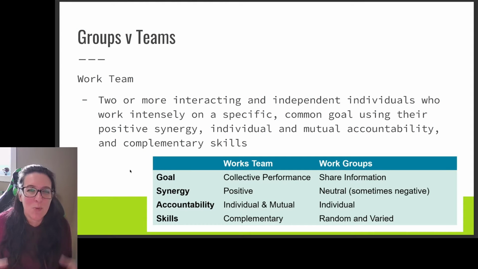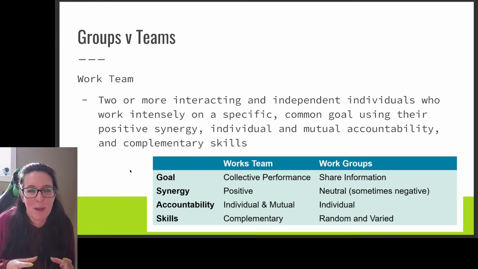So a team is when you have 2 or more interacting and independent individuals who work intensely on a specific common goal using their positive synergy, individual and mutual accountability, and complementary skills. Well, what does this mean? When we talk about a group, it shares information. So we're handing off things back and forth, but we're working and we're accountable individually. Whereas a team has mutual accountability. So when we evaluate the results, we're evaluating the effectiveness of the team, not just the effectiveness of the individual. And the goals are based on collective performance.